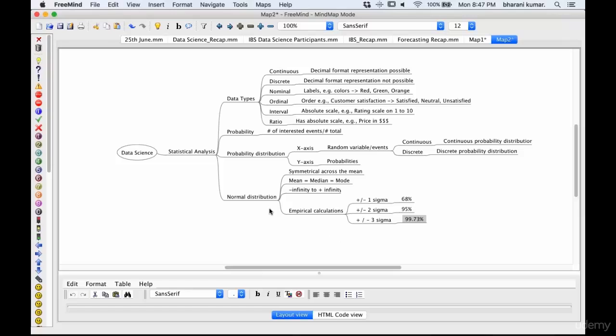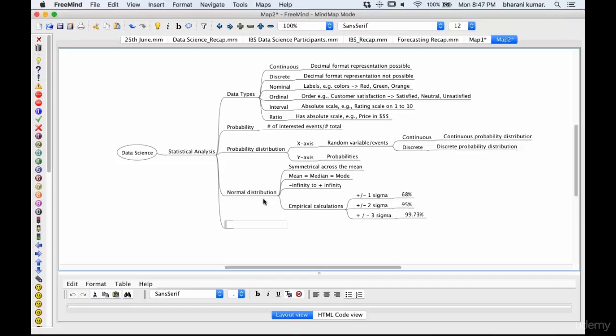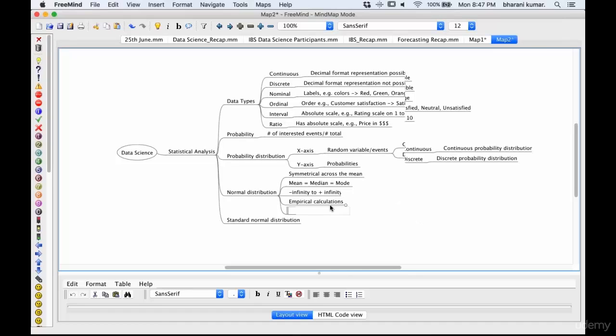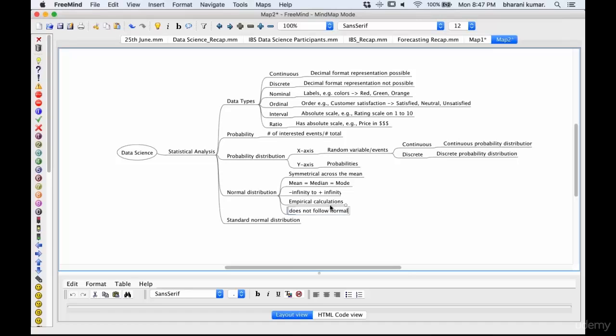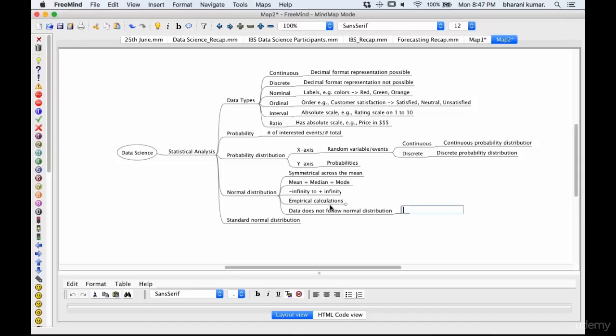Since each dataset will have a different mean and standard deviation, we thought of having a common way of representing that using something called standard normal distribution. Even before that, what if data does not follow normal distribution? If data does not follow normal distribution, you'll have to normalize the data or standardize the data. How do you do that? You can transform the data and try to see whether the transformed data follows normal distribution or not.